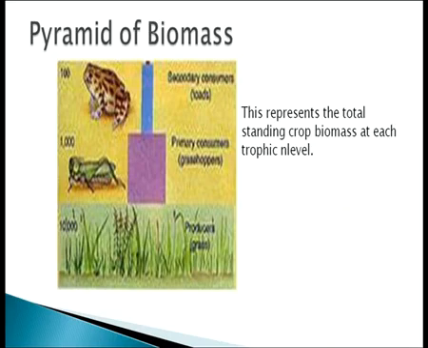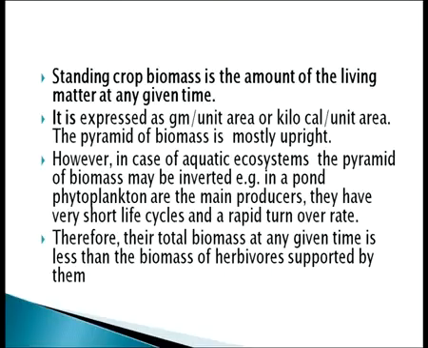The pyramid of biomass is shown in this figure. As you can see, there is a large number of grasses which are being fed on by the grasshoppers, which are being fed on by the frogs. And at each level, the blocks indicate the standing crop biomass. The standing crop biomass is the amount of living matter at any given time. It is expressed as grams per unit area or kilocalories per unit area. The pyramids of biomass are mostly upright.